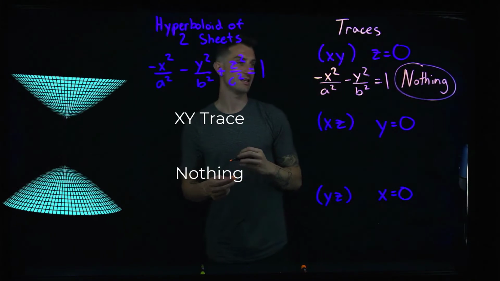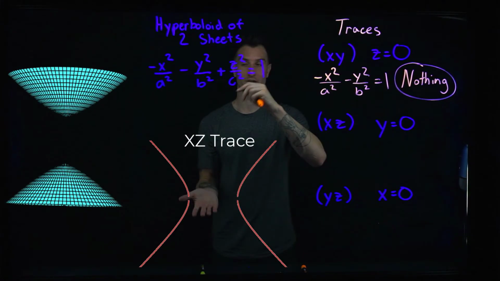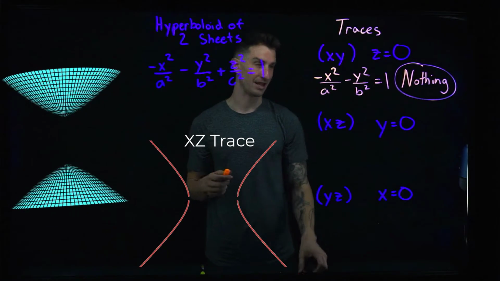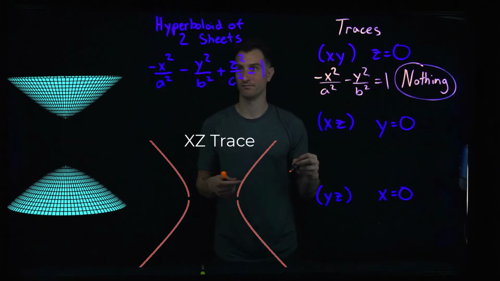Right? There is nothing in our xy plane. And that's why it's two sheets, right? So you see a gap there in between. Now our xz plane, what do we have?